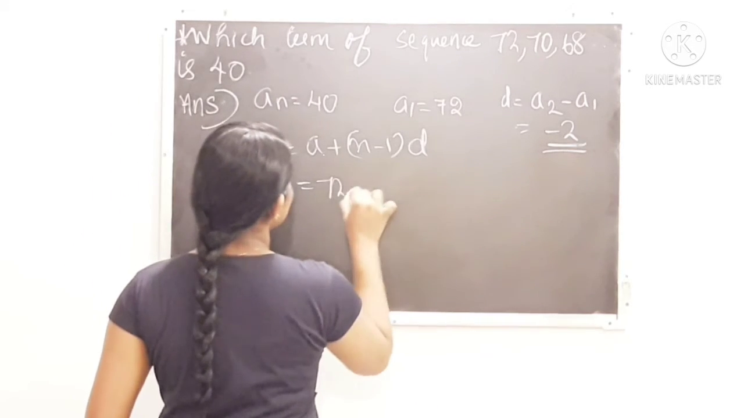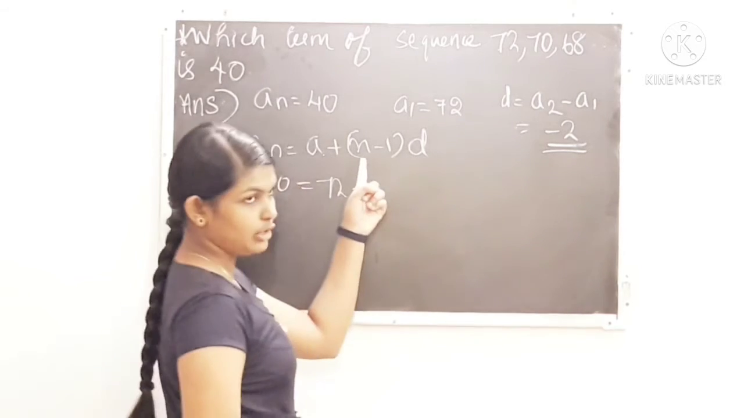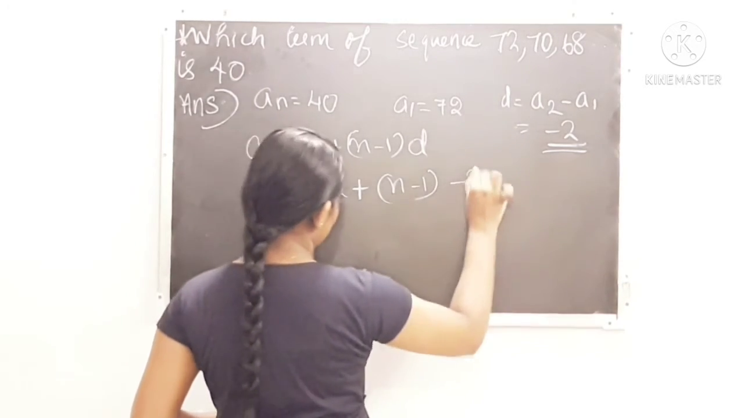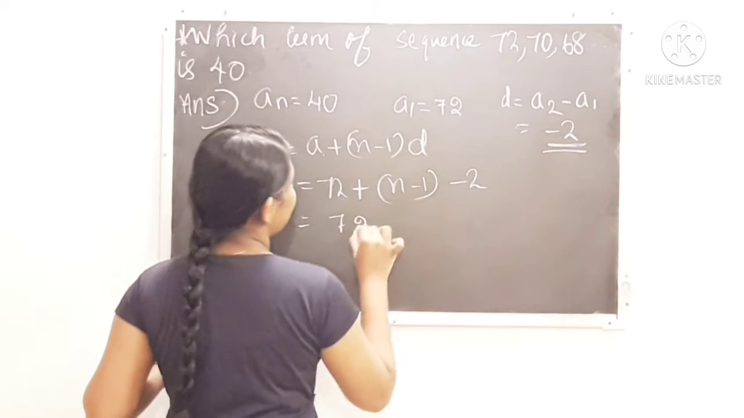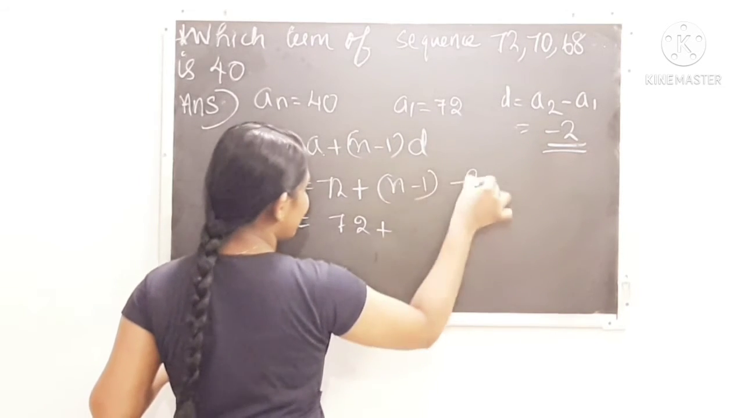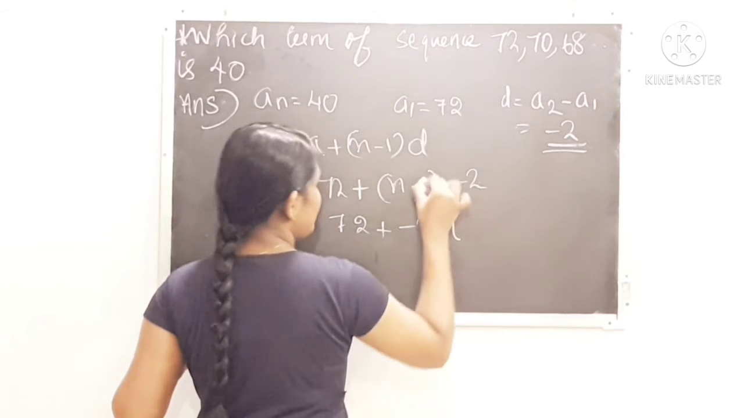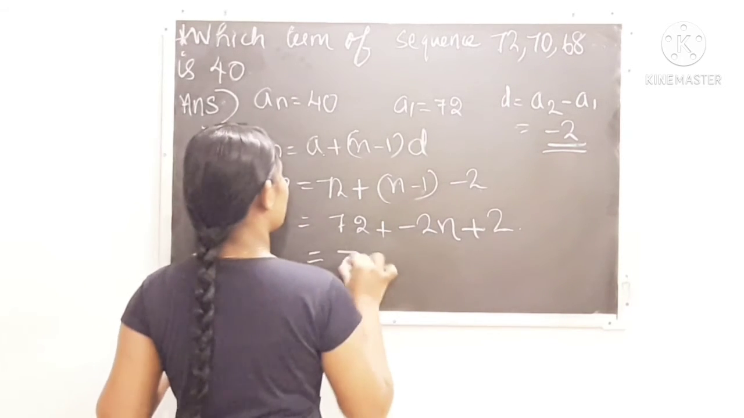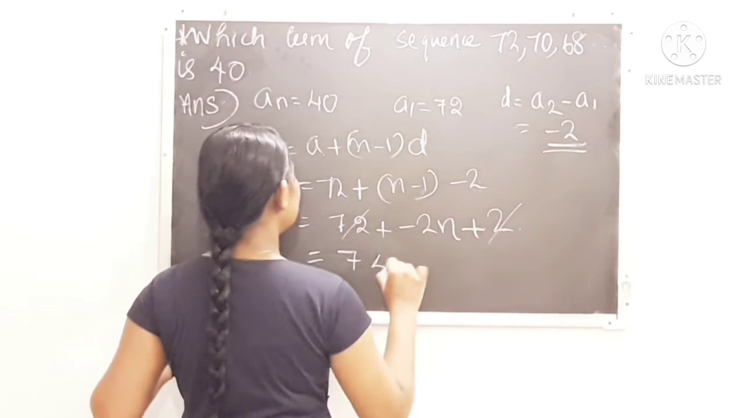So 72 plus n minus 1. We need to find the value of n. So n minus 1 into d. This is the common difference. It's minus 2. Now 72 plus, multiply. So n into minus 2 which is equal to minus 2n. Minus 1 into minus 2 which is equal to plus 2. Therefore, we can write it is equal to 72 plus 2 which is equal to 74.